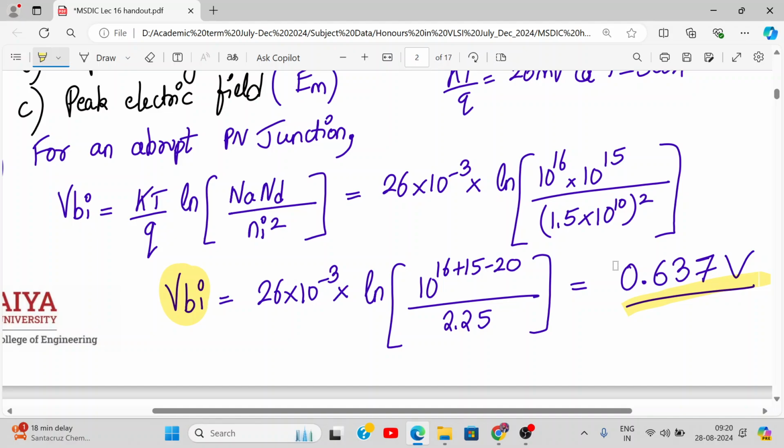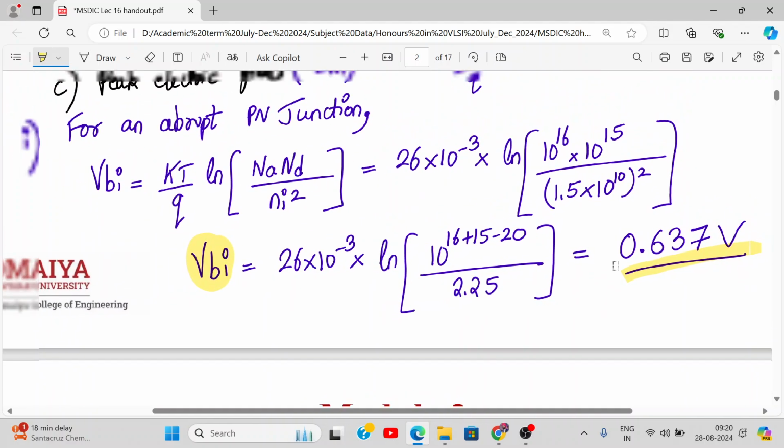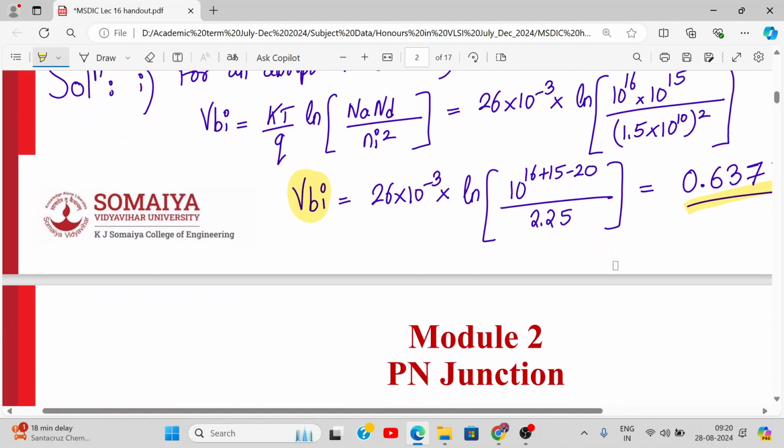Next, we have to find out the space charge width. And VBI is always in the range of 0.6 to 0.8. Use your calculators. Don't just directly write down the answer.